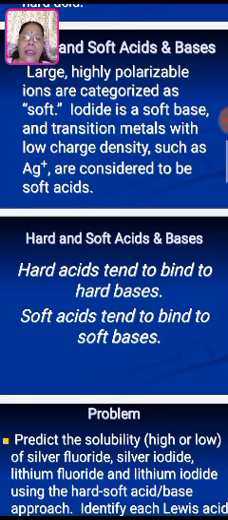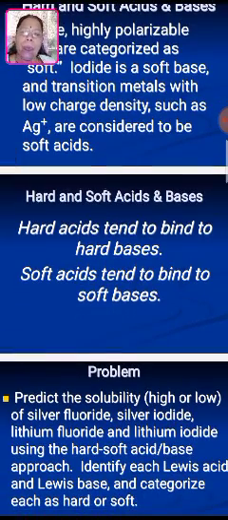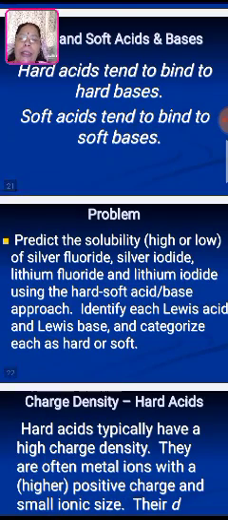So the Pearson concept is very clear by seeing these two examples. Hard acids tend to bind with hard bases and soft acids always tend to bind to soft bases. Remember again, Pearson explained the hard and soft strengths of acids and bases. What does he explain? Hard acids tend to bind with hard bases, whereas soft acids tend to bind with soft bases.